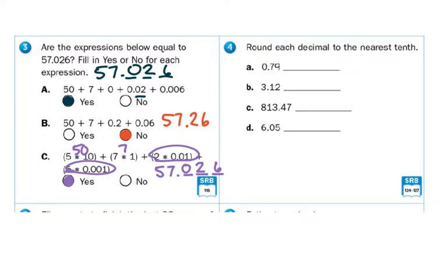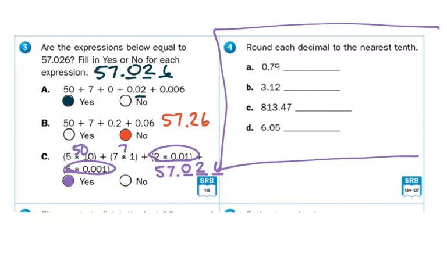Number 4. This last one you are going to do by yourself. You're going to round each decimal to the nearest tenth. Go ahead and do that. Pause the video.